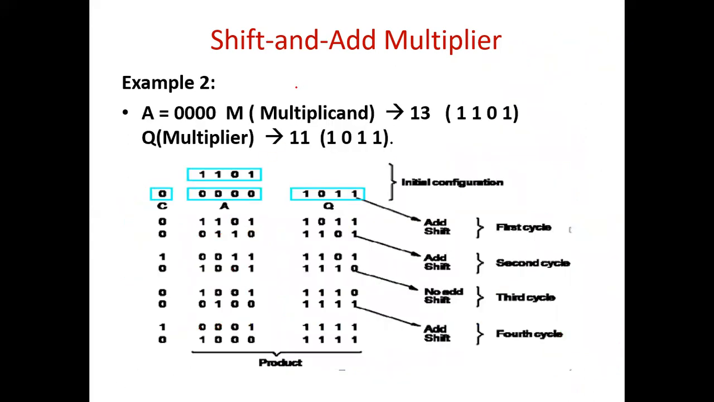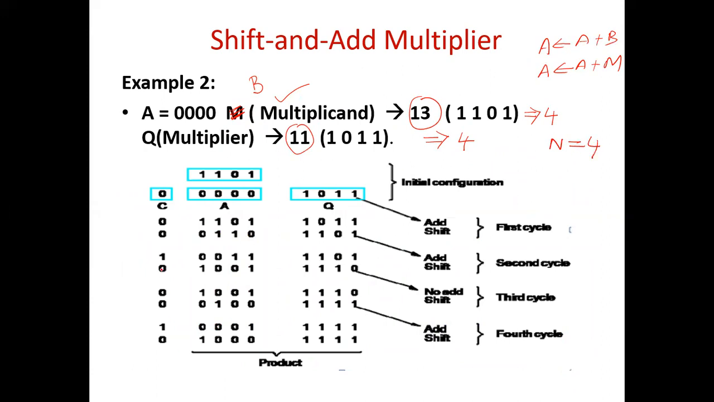Here in this example, they have straight away given the multiplicand. Normally we take the multiplicand as B according to the flowchart, or else you can take any other name; I don't bother about it. If you take it as B, A tends to A plus B. In this example, I am taking it as M, so A tends to A plus M. Simple. Instead of B, I am taking M. My multiplicand is 13 and Q is the multiplier 11. 13 is represented in 4 bits and 11 is also represented in 4 bits, so my capital N value is equal to 4.